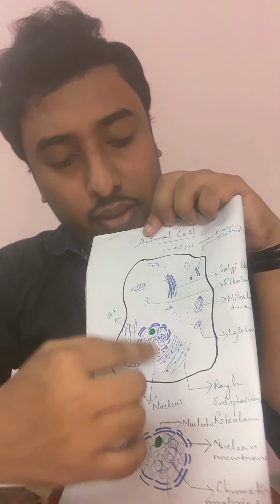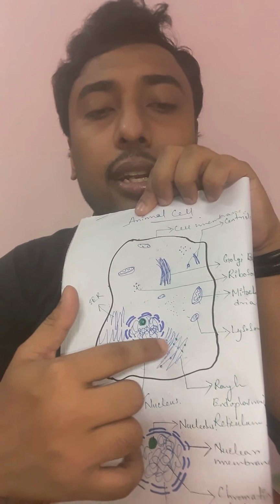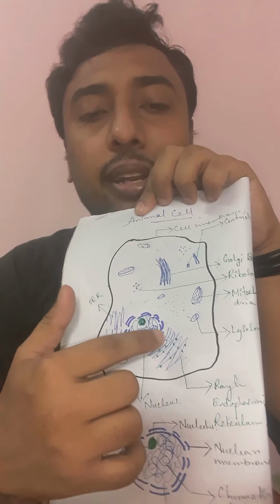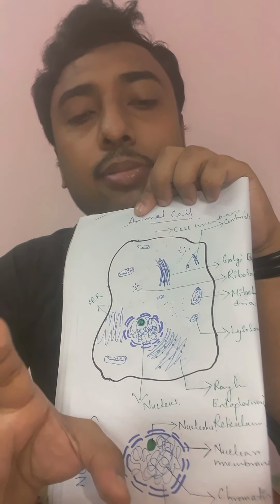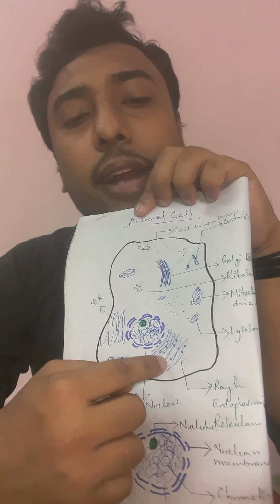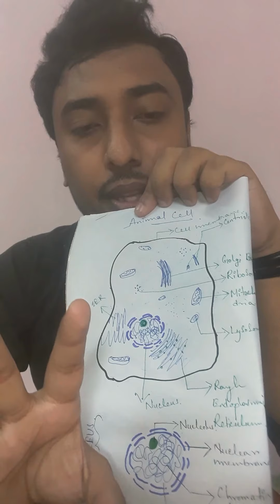So these are also different parts. See the structure, dot-like structures are also present on the wall of the endoplasmic reticulum. These are ribosomes. What is the function of the ribosome? The main function of the ribosome is that it helps in protein synthesis.